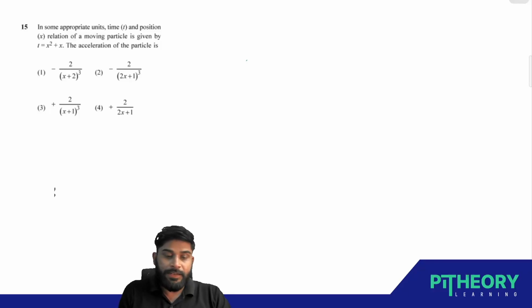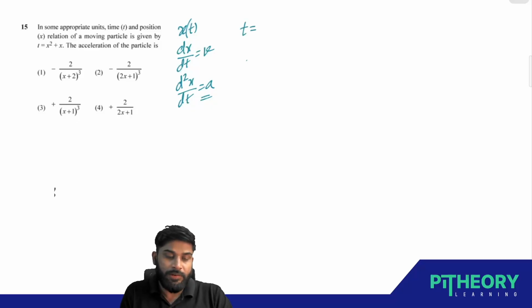How do you find acceleration? If position is given as a function of time, x of t, you differentiate this once, dx by dt. This is nothing but velocity. And you differentiate it again, d square x by dt square. This is acceleration. So from our given relation, how do we reach acceleration?